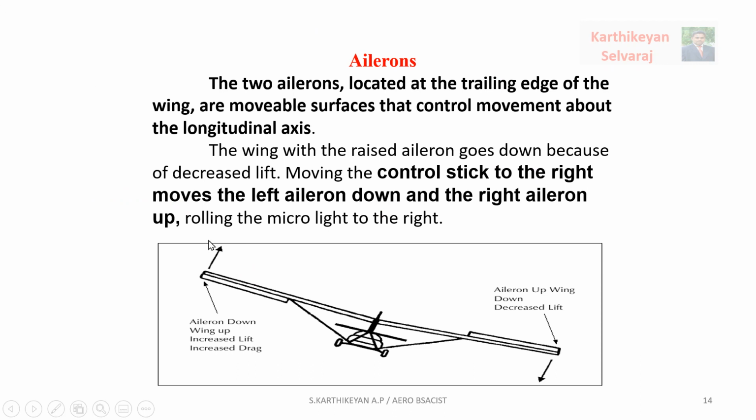Not like the elevator, where both sides go up and down simultaneously. You can see this aileron going down, so more area, lift increases, and automatically this surface goes upward. The aileron is controlled again by the control stick. When the control stick moves to the right, the left aileron goes down, and in the opposite direction the right aileron goes up. In such a way your aileron will be controlled.